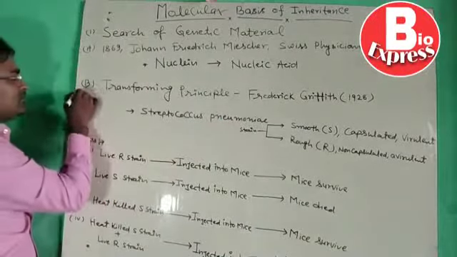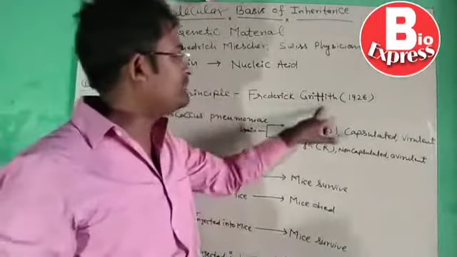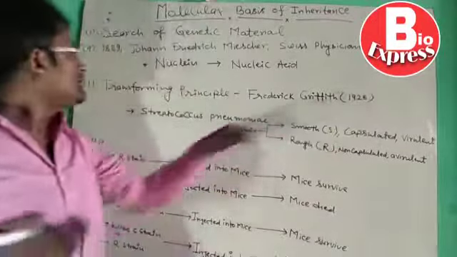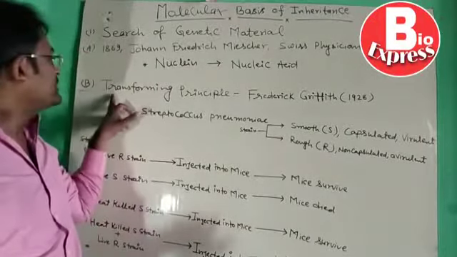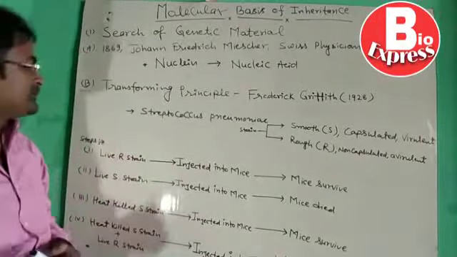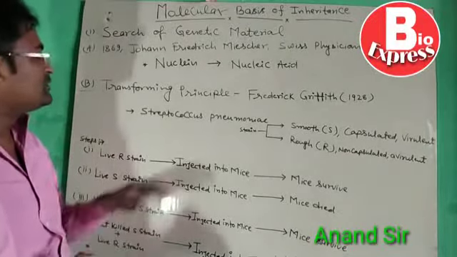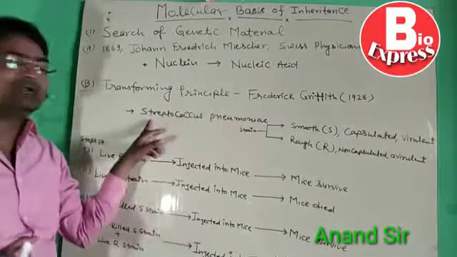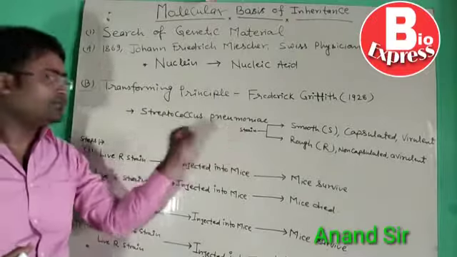After that, another scientist named Frederick Griffith in 1928 gave a very well known principle that is known as the transforming principle. Griffith worked on a bacteria which was named Streptococcus pneumoniae.